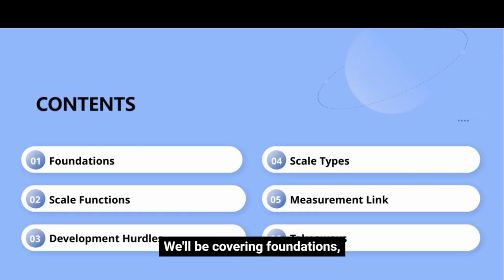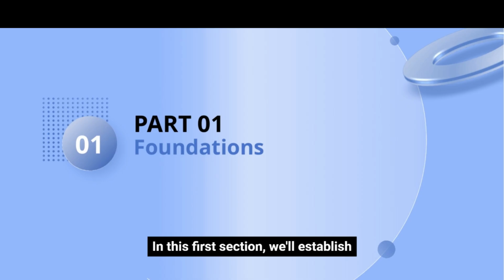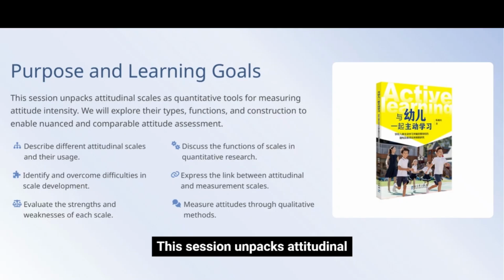We'll be covering foundations, scale functions, development hurdles, scale types, the measurement link, and key takeaways. In this first section, we'll establish the foundations of attitudinal scales. This session unpacks attitudinal scales as quantitative tools for measuring attitude intensity. We will explore their types, functions, and construction to enable nuanced and comparable attitude assessment.